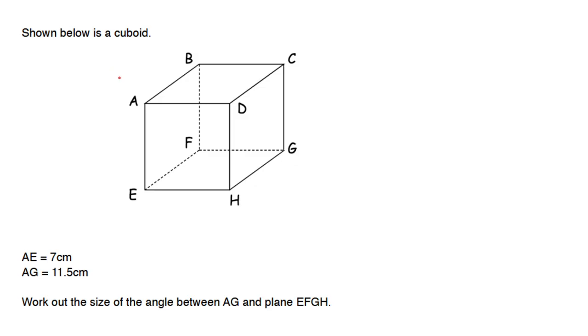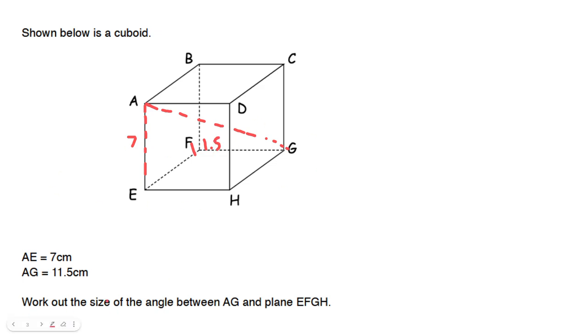Now, next question. Shown below is a cuboid. So we have the exact same sort of shape, and now we're trying to find the angle between AG and the plane EFG. Unlike the previous question, as you probably noticed, this is not labeled, so we must label this by ourselves. We know that EG is equal to 7 and AG, which you have to visualize, is equal to 11.5 centimeters.